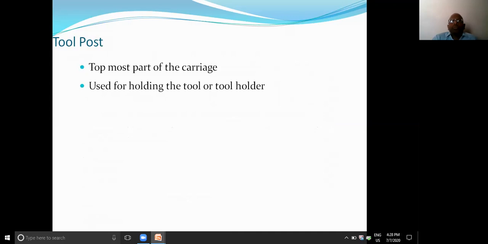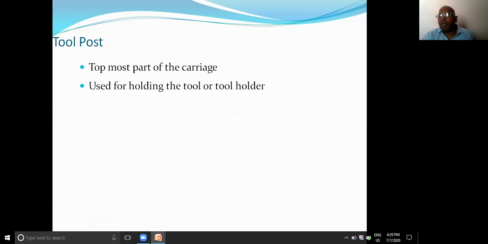So, the tool post. The tool post is the topmost portion of that particular carriage. The cutting tool, which is used to remove the excess or unwanted material, is placed in this tool post only. For this purpose, various attachments are there. In order to adjust the cutting tool at the required position, some saddle keys are used to adjust the height of the cutting tool.